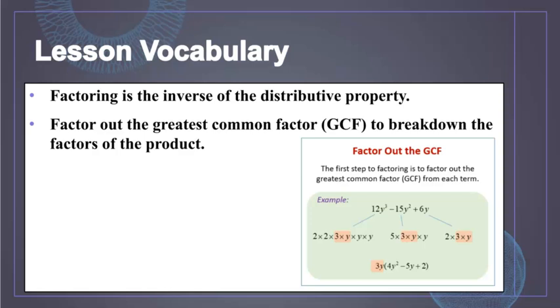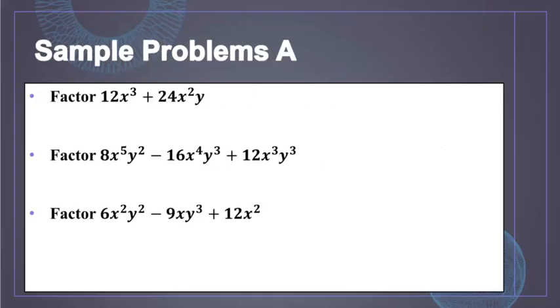Now in this video, we're going to be factoring out the greatest common factor so we can break down the polynomial. So let's take a look at our first example. Here we want to factor out 12x cubed plus 24x squared y. So first thing we want to do is look at the numbers, the coefficients of 12 and 24. And we've got to think, what is the biggest number I can divide out of both of those two numbers? Now it can't be bigger than the smallest number. So the smallest number here is 12. So I can't divide out a bigger number than 12. But 12 is a factor of 12 and 24. So that is the biggest number I can divide out. So I'm going to divide out 12.